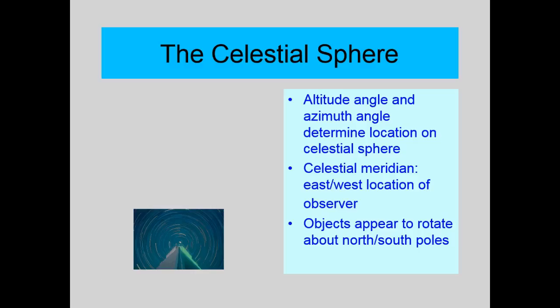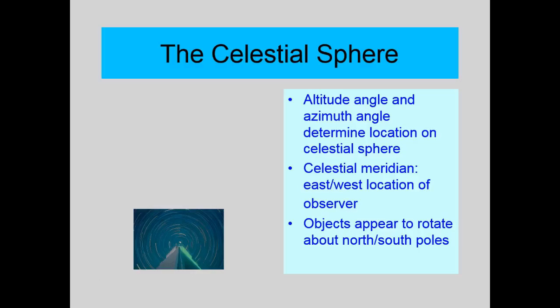Due north of us, and go straight up until you're directly overhead and go around to due south. That's called our celestial meridian, our own personal celestial meridian. Yours will be just a little off from that. That's your celestial meridian. That's the east-west location of the observer. Now, that's a rather strange way to say it, and it really doesn't make a lot of sense in this context, but that's what we call it.